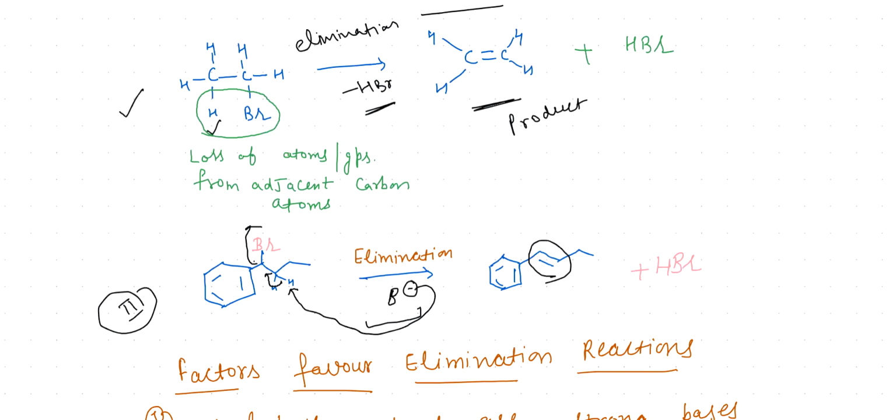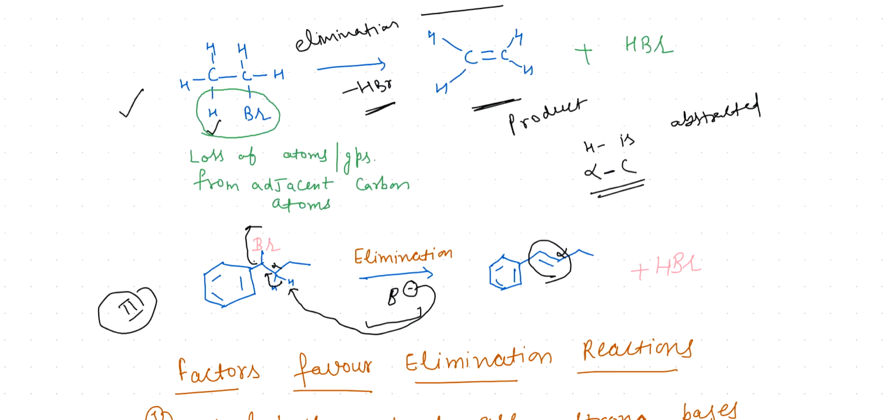Now, the carbon next to the functional group is known as the alpha carbon. So this is your alpha carbon. This is the alpha carbon. So always in an elimination reaction, the H is abstracted from the alpha carbon. Okay. So these are some kinds of elimination reactions. But what is our main topic? We have nucleophilic substitution versus elimination reactions.